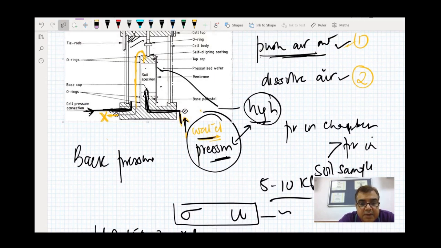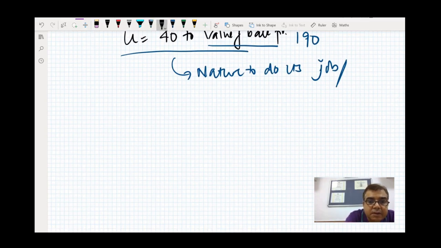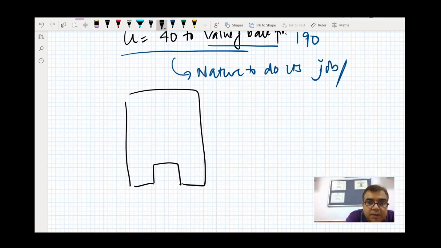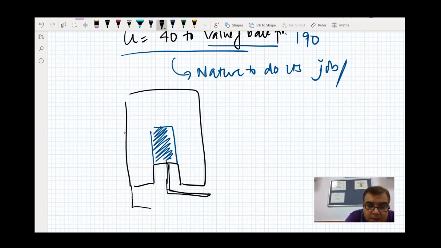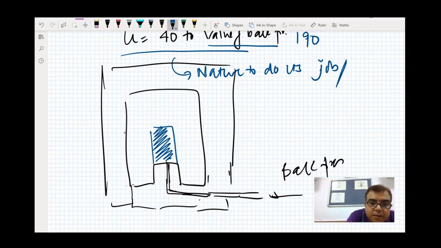I think I'll zap this figure back again, or let me draw this figure. I think it's easy to draw. I like doing this. That's my sample, right? And this was the opening below the sample, from where I pushed in back pressure, and your cell was filled with water.